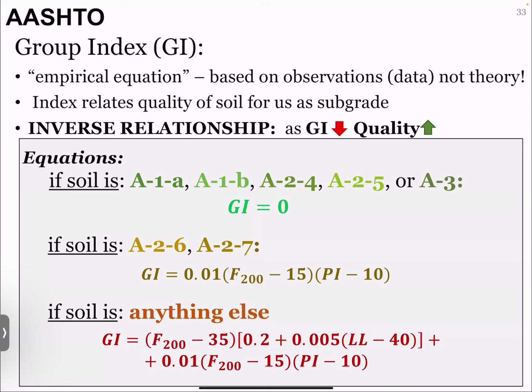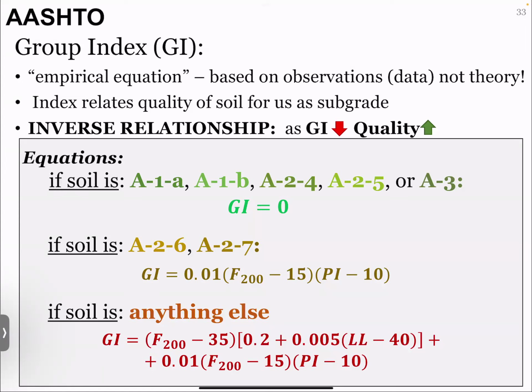This is an empirical equation, so it is based off of observations and data fitting rather than theory or analytics. The index relates the quality of soil as a subgrade. So if we have some of these top tier soils, any of them in the green where you have A1s, A2s, or A3s, then we do not need a group index. The group index is 0. We only need a group index to further define and see if it's acceptable if we have an A2-6 or A2-7 or anything else.